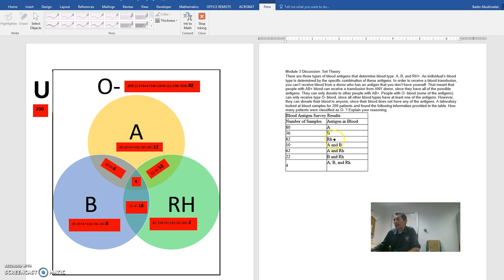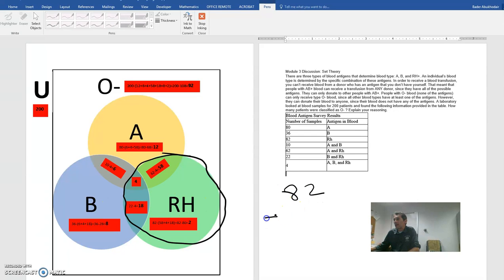So this is what it says, that you have antigen RH. 82 people have the antigen RH. But people who have antigen RH might have antigen A or B. So what we are talking about is purely RH. Everybody over here. The problem is that we have people that have RH and A, people that have RH and B, and people who have RH, A and B. So we have to subtract all this.